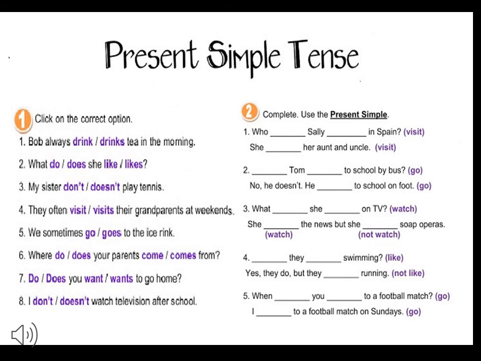In the second worksheet of present simple tense, what you will do is you will click on the correct option. Every sentence has two options. You just have to pick the right option for the sentence according to the rules you have learned. Now, in number 2, you will complete the given sentences by using the present simple forms of the verbs given in the brackets at the end of the sentence.